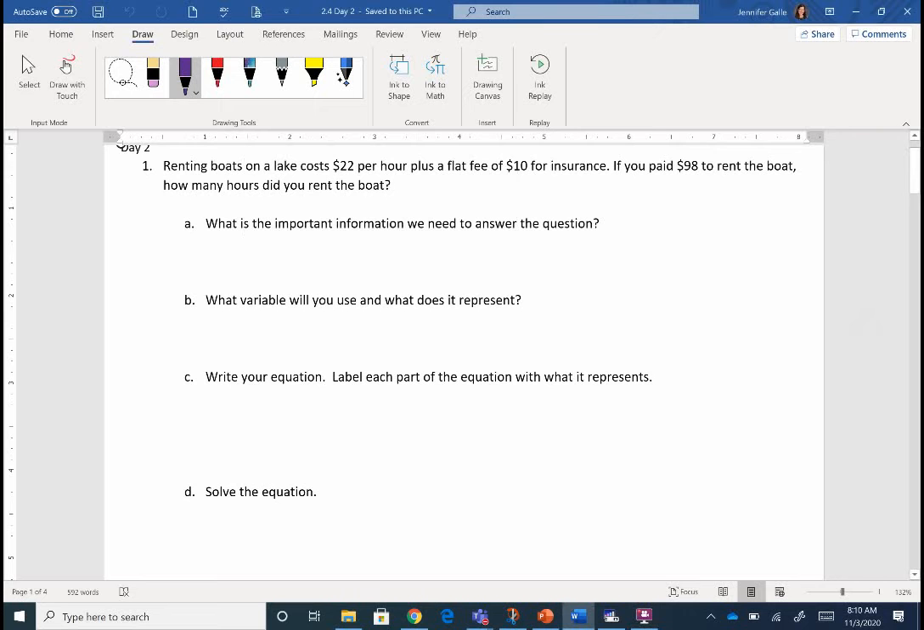All right, so for our first question, we are renting boats on a lake, costs $22 per hour, plus a flat fee of $10 for insurance. If you paid $98 to rent the boat, how many hours did you rent the boat?